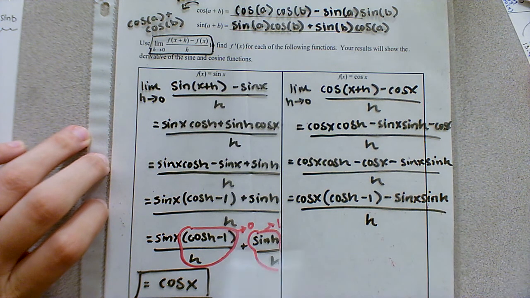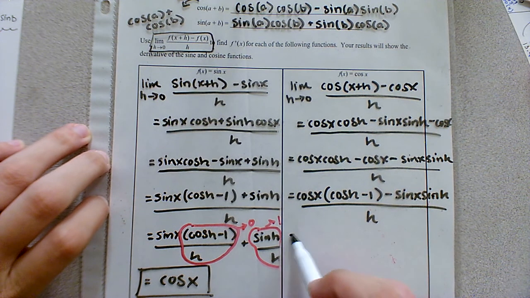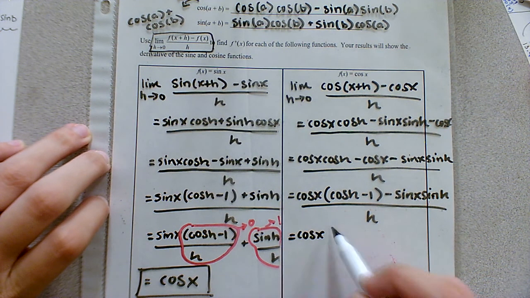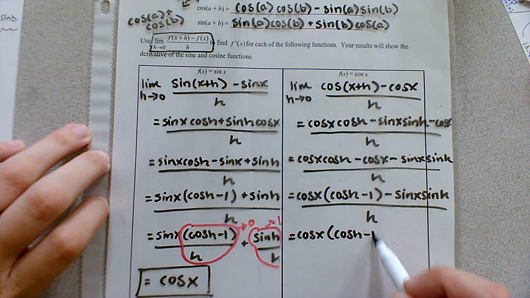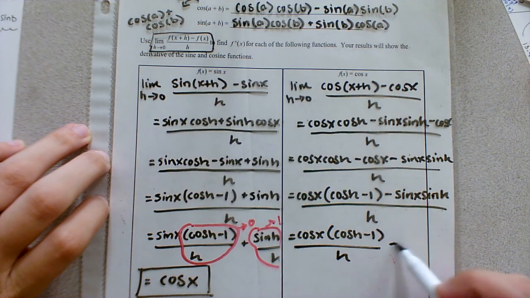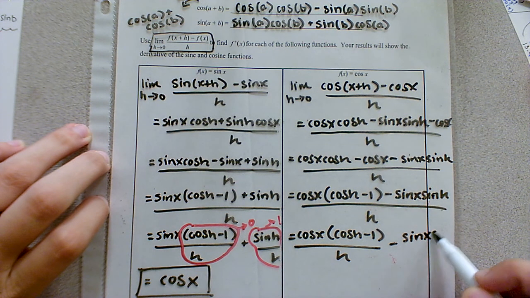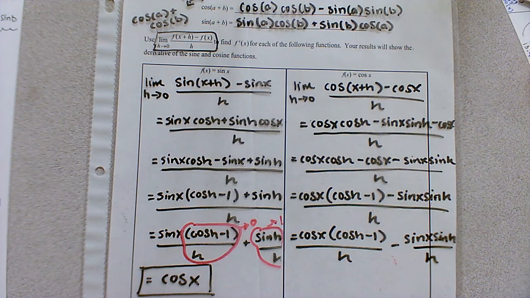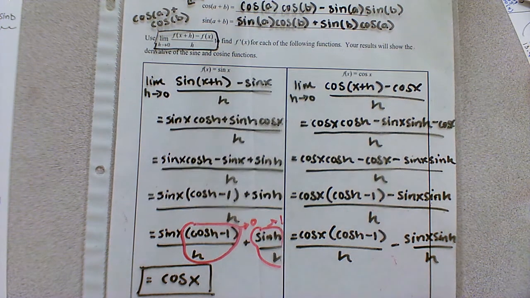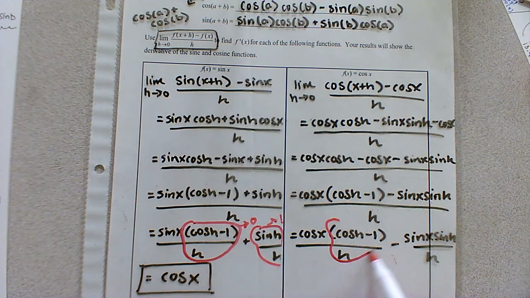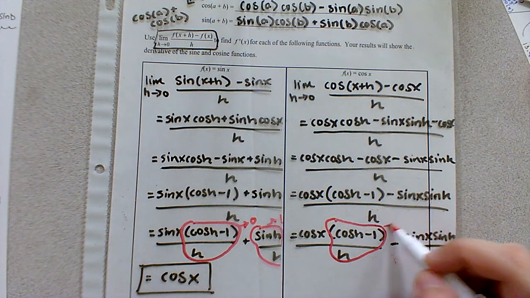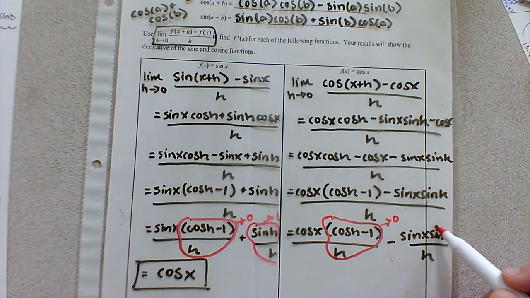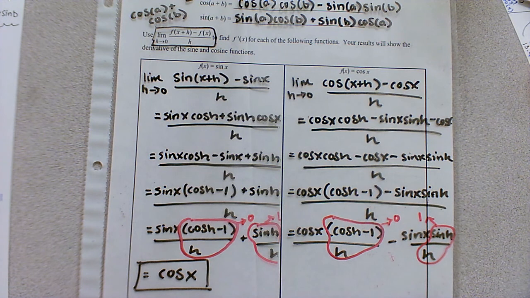And very similarly to before, if both of these terms are being divided by h, we can break up each term so that we can divide each one individually. So take a look at what we have. Remember, our limit is going towards 0 for the h's. So cosine of h minus 1 all over h, that's going towards 0. And then sine of h over h, that's going towards 1.